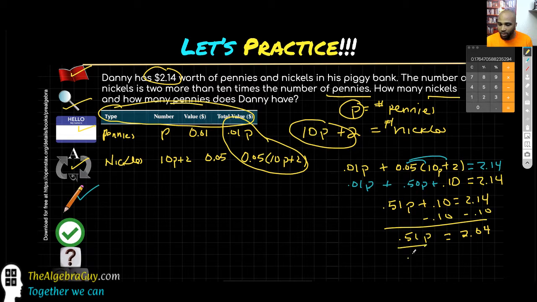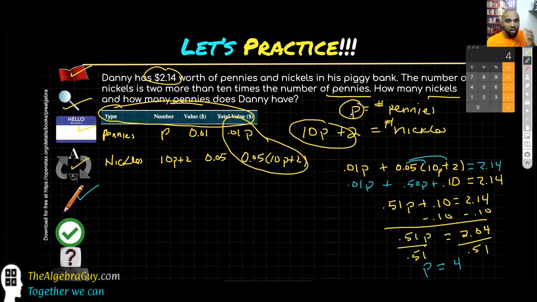So I'm going to divide both sides now by 51 cents. And let's see. So we got 2.04 divided by 0.51. There it is. It was worth the wait. So P equals 4. So now this makes it so nice and beautiful.